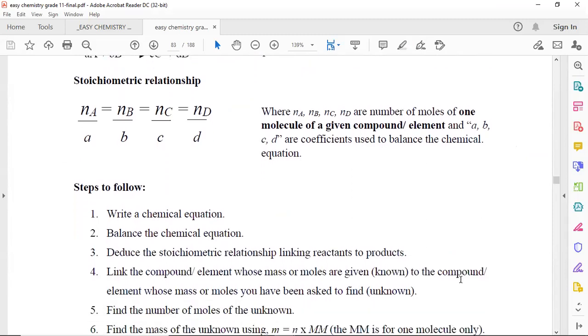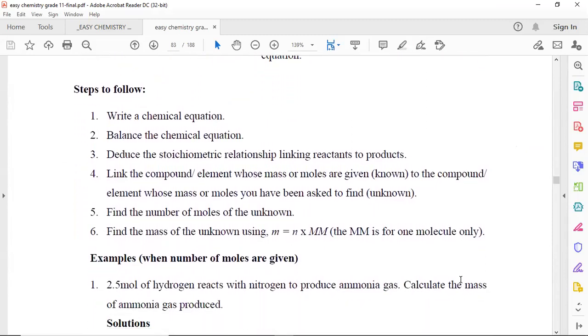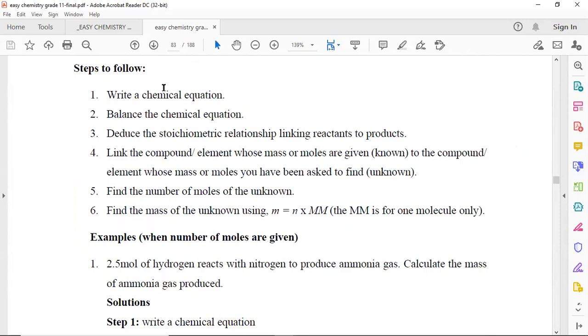So those are just a few steps that we need to follow. Write the balanced chemical equation, deduce the stoichiometric relationship, so that is the mole ratio, then link the compound whose mass is given. After you find the moles, find the number of moles of the unknown. Then after finding the number of moles of the unknown, you can find the mass using this particular formula. So we have an example right here.